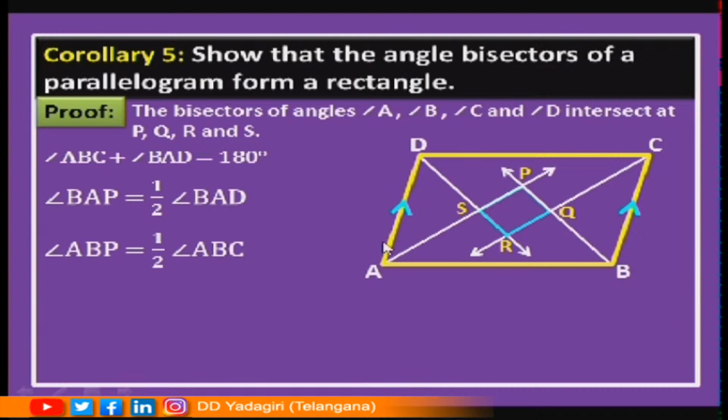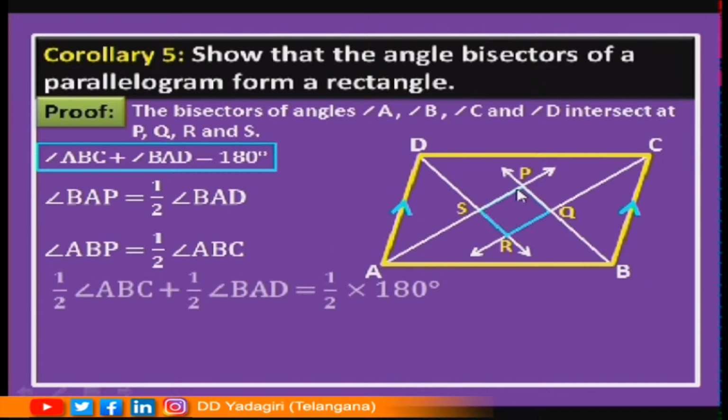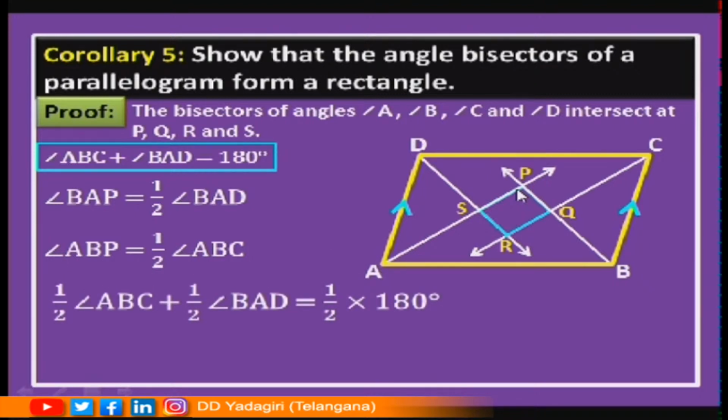Why half of BAD? Because AP is a bisector of angle A. And also angle ABP, this part, is half of this total angle, because again BP is also a bisector. So, angle ABC plus angle BAD is 180 degrees. Now, can I write half of ABC plus half of BAD is half into 180? I am multiplying by half on both LHS and RHS. ABP plus BAP is equal to half of 180, which is 90 degrees.